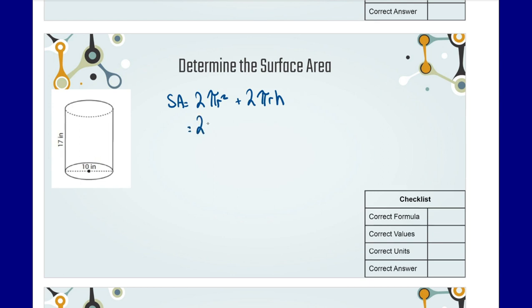So 2 times pi, or 3.14 times our radius, which is again half the distance of our diameter, which is 5. So 2 times pi times 5 squared, plus 2 times pi times 5 times the height, which is 17. I would recommend solving this in 2 parts, if you're not too comfortable with your calculator. So 157 plus 2 times pi times 5 times 17.